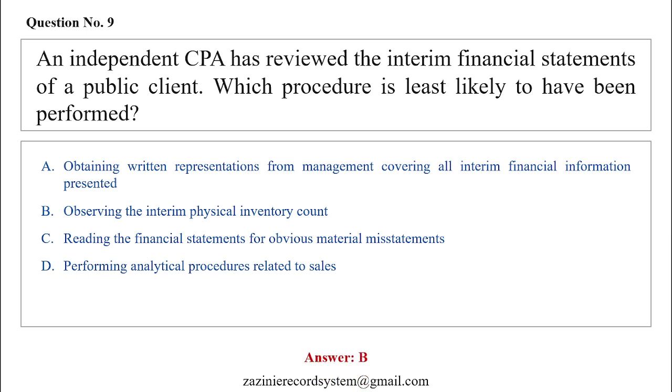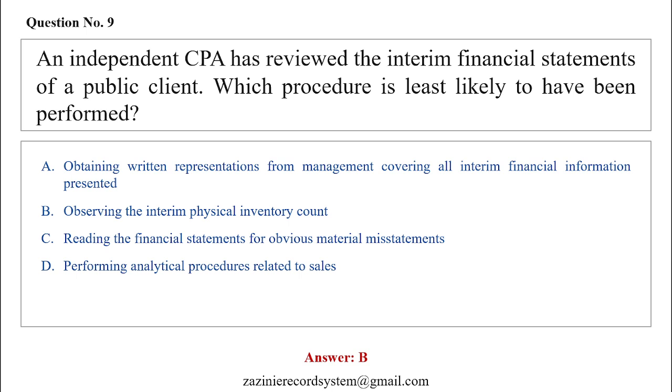Explanation. Letter B is correct because observing a physical inventory count is a hands-on audit procedure that goes well beyond what a review calls for. Obtaining representations, reading for obvious misstatements, and running analytical procedures on sales are all right in line with what a review actually involves.